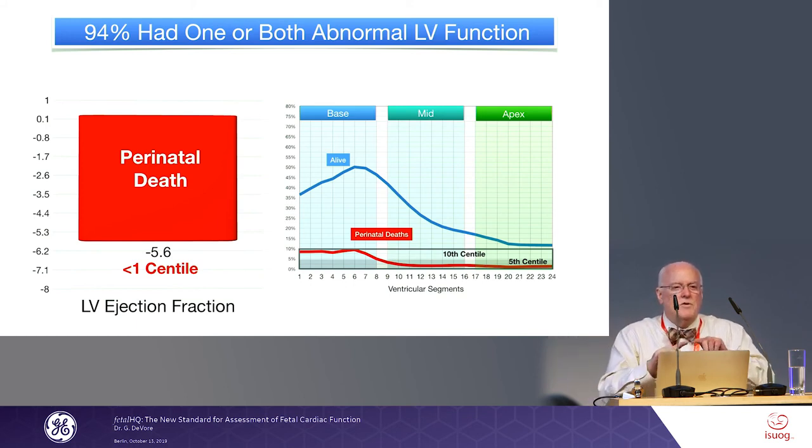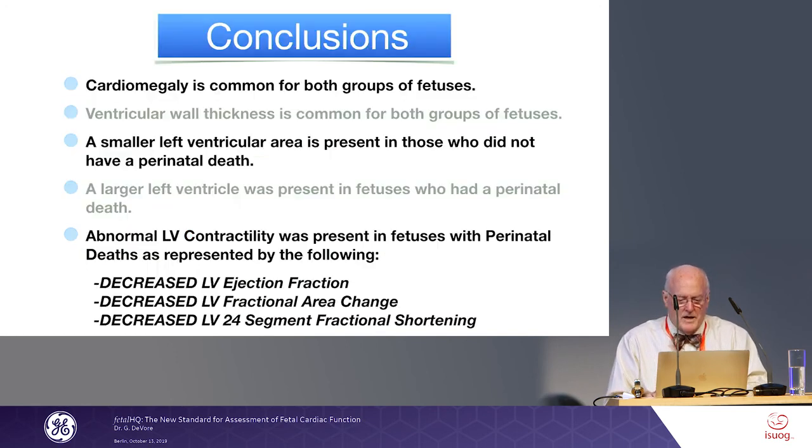So what happens? The left ventricle fails right before the kids die. Okay? And that's the key element. The right ventricle pays a price for a long time. The left ventricle takes a dive, and when that happens, you're in trouble. So that's important. Okay, so what are the conclusions of that one?